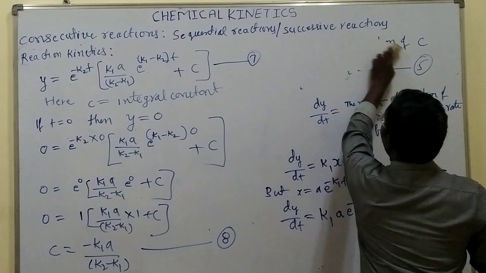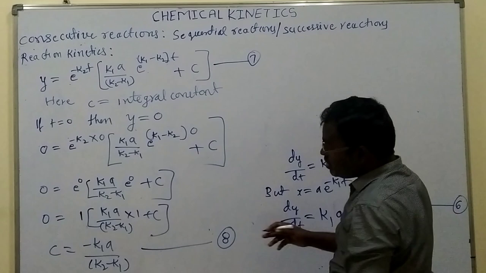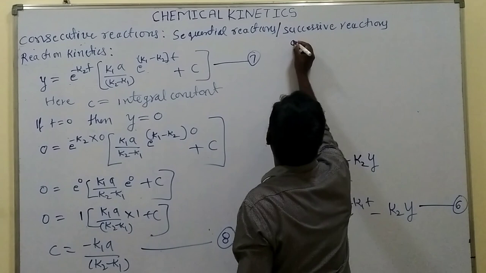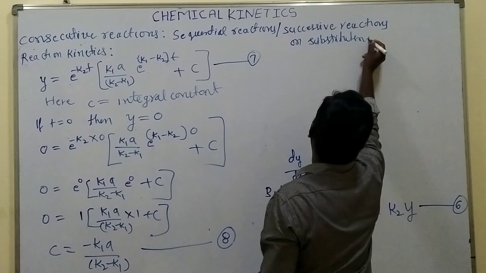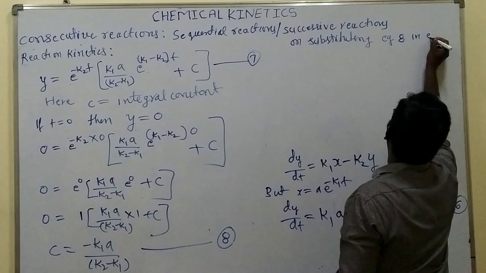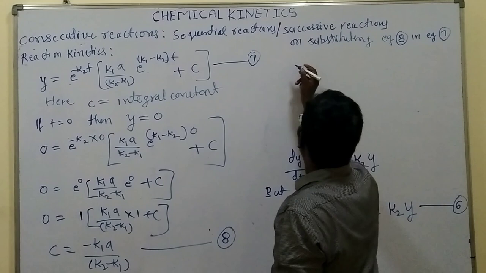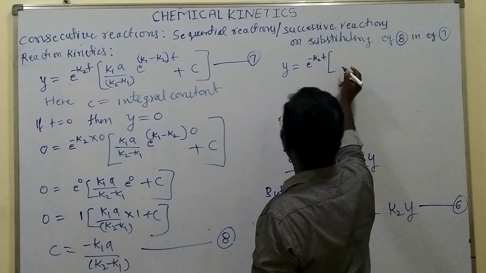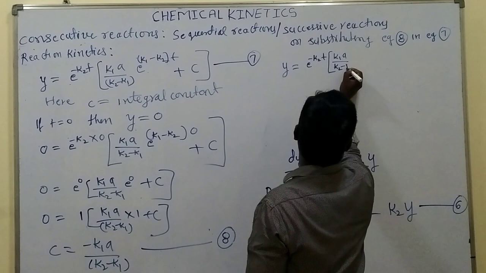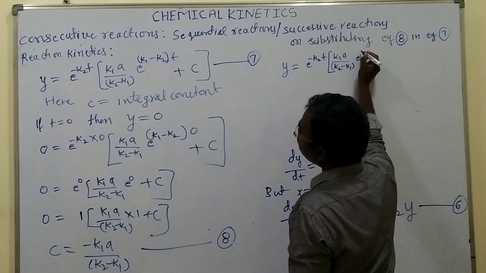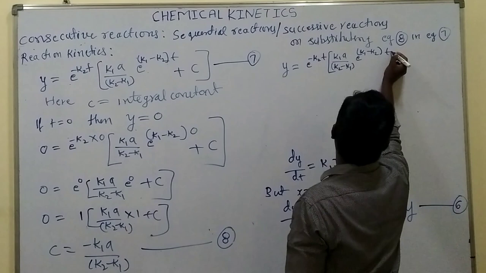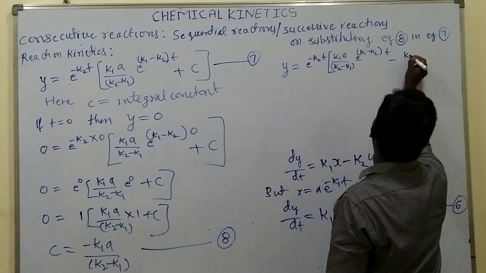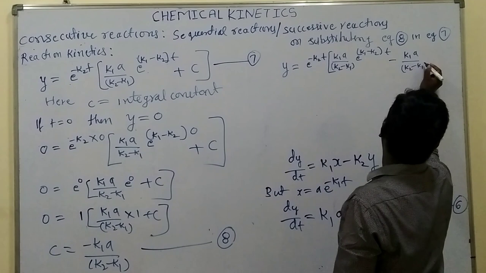Now what you have to do? Substitute equation 8 in equation 7. On substituting equation 8 in equation 7, how does it become? y is equal to e to the power minus k2 into t into k1a by k2 minus k1 into e to the power k1 minus k2 into t. So c value is minus k1a by k2 minus k1. It becomes like that.